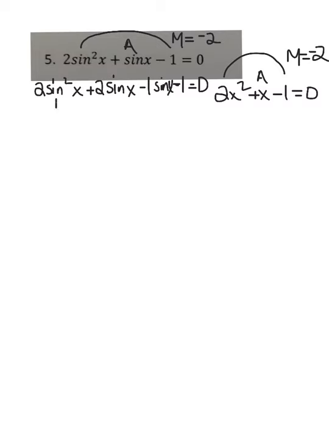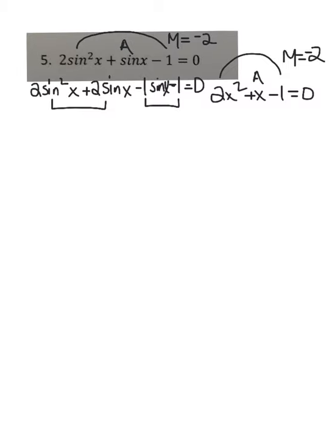Okay, then we group, and let's factor out a GCF. So in the first group, I can factor out a 2 and a sine x. And if I take that out of that first group, I'm going to be left with sine x plus 1.